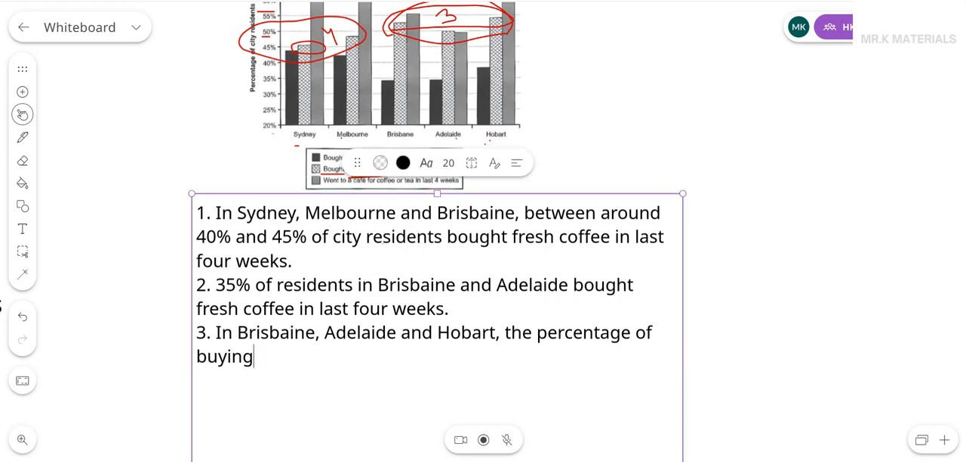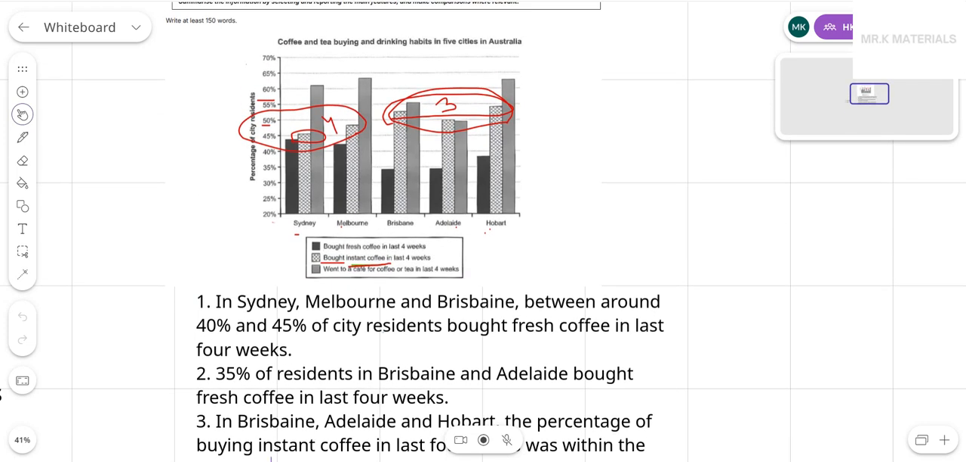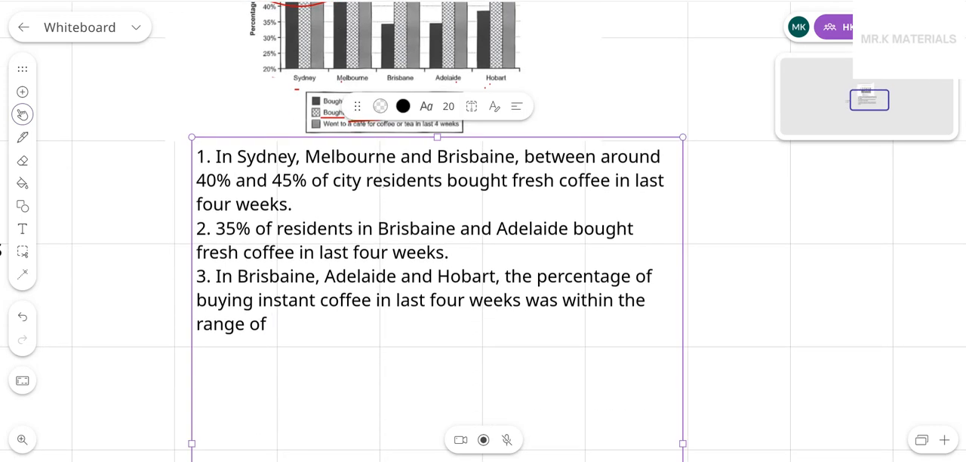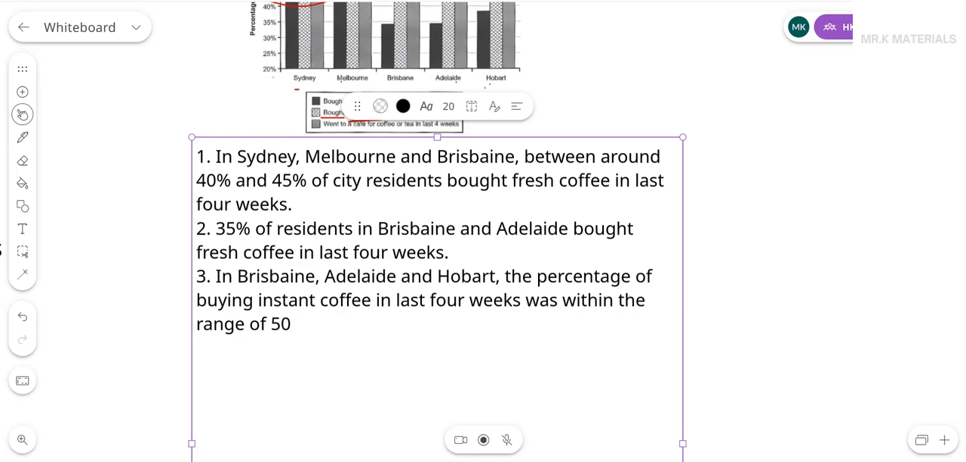Okay, the percentage of buying instant coffee in the last 4 weeks was, I can say between, absolutely no problems, but let me show different versions of how to do this. Within the range, so again, it means between. Within the range of, how much? 45 and, no, no, I'm tripping here. So 50 and 55%, within the range of 50, 55%. Okay, done.